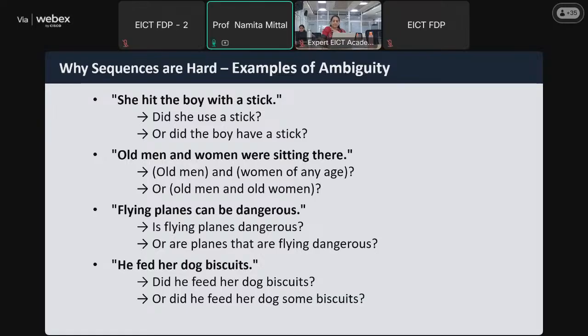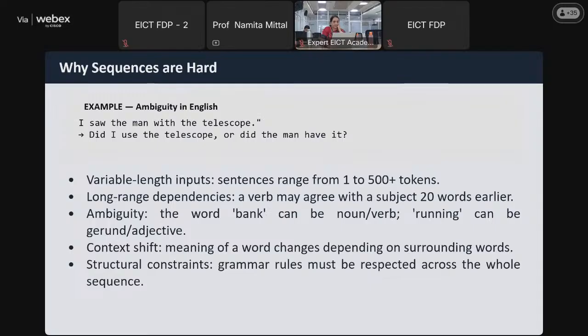So actually, such ambiguities may lead to inaccurate or incorrect results. So we have to be specific about the context in which it has been used. It depends on the context only. And context comes from the previous things, the previous sentences. So in terms of sequences, it is hard to understand the context. Let's take one more example.